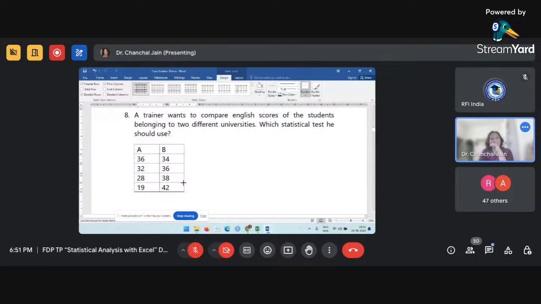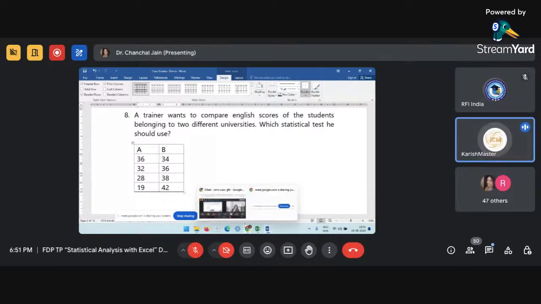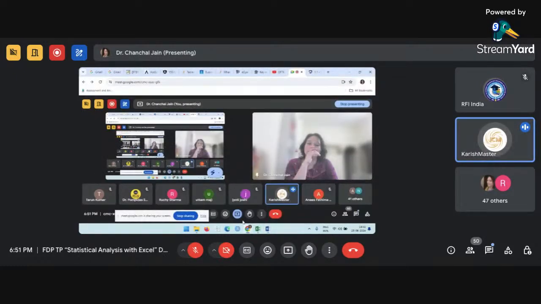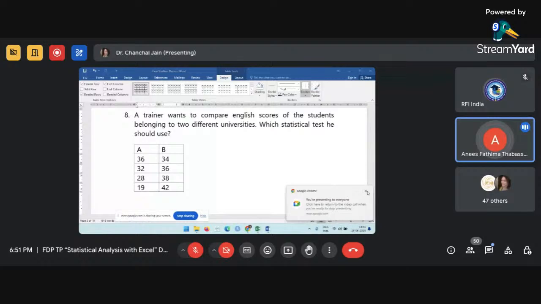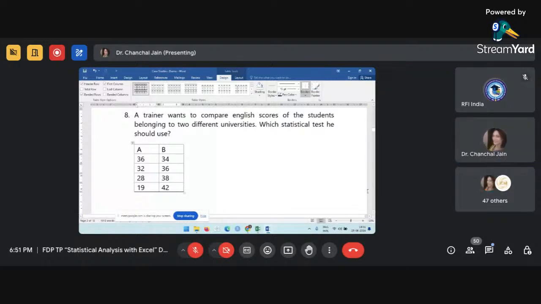So both the universities are considered as one sample because university is one variable. Two different universities and two different means, ma'am. Yes. So obviously we are comparing the means. So this is a case of independent sample t-test. Yes. So Karishma ma'am, you are right. We have different universities. We are considering two universities because you need to compare, right? University A and University B.